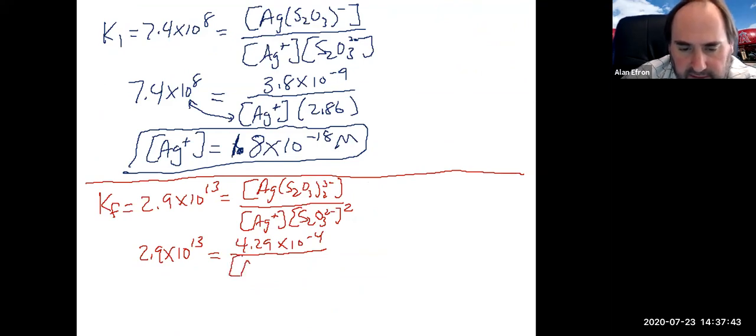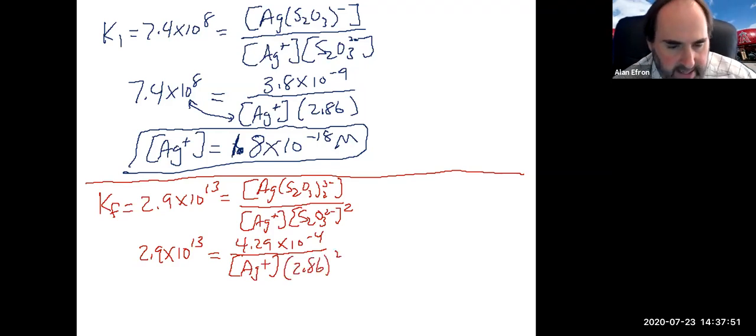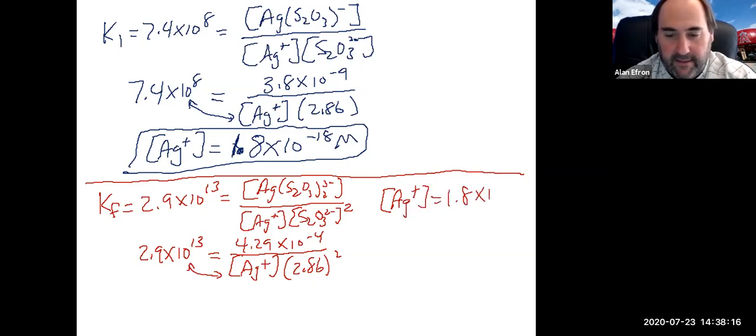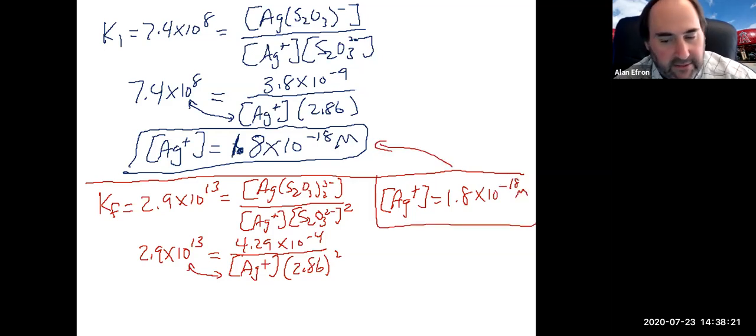So we're going to solve for the silver. And our 2.86 squared. If I didn't screw up, these two should pretty much swap places. We should end up with the exact same answer as we have above. Otherwise, I'm going to be embarrassed and shut the video and walk away slowly. So let's see. Oh, good. I get to stay. The silver concentration is 1.8 times 10 to the minus 18. So you can see it is obviously the exact same as we got there.